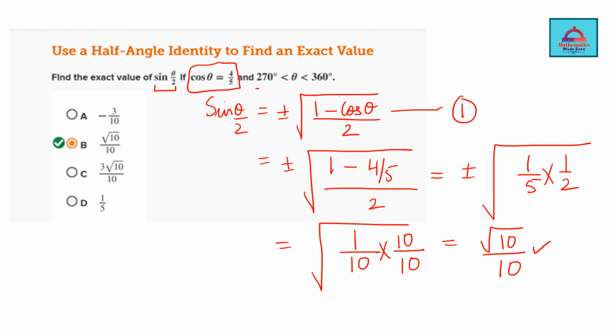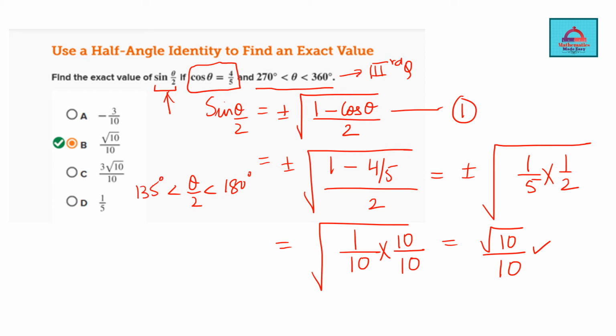Okay, now looking at the sign. So theta is lying between 270 to 360. That means this is fourth quadrant. So if you want to know the sign for this, you have to divide by 2. So theta by 2 is going to lie in the interval 135 to 180. So divide 270 divided by 2. So this is 135.